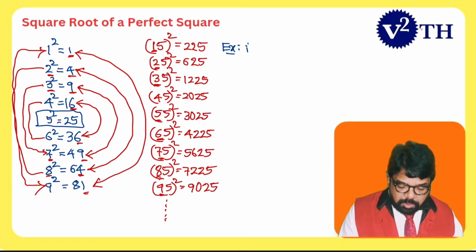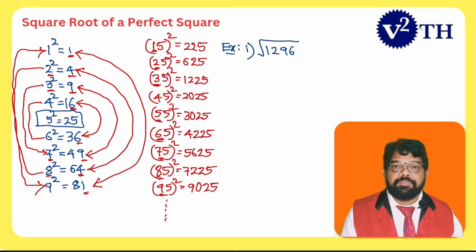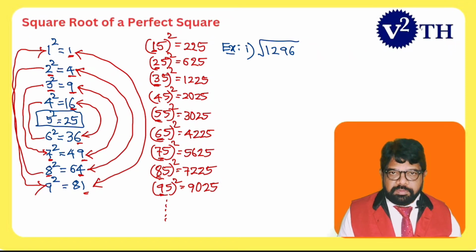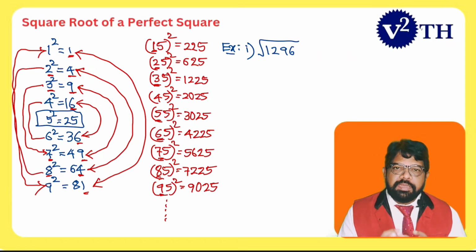Square root of 1296. What is the value of this one? Square root of 1296. How can you calculate? 1296 is a perfect square, so you can calculate the square root of that one. Very simple logic.